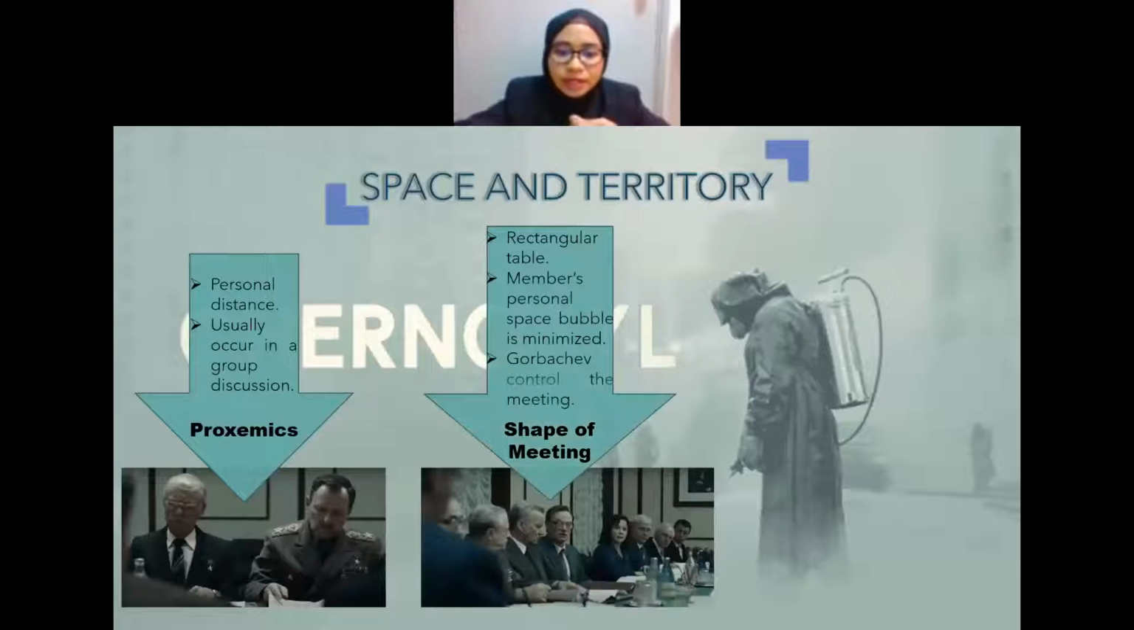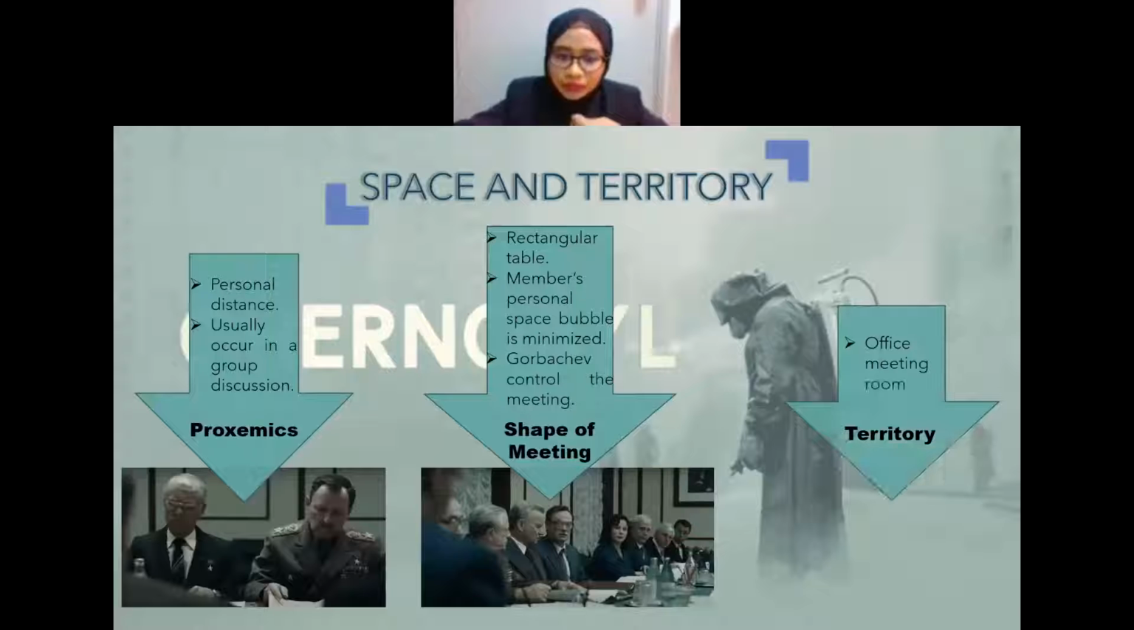Next is the shape of the meeting. From the members' seating arrangement in the picture below, it shows that the shape of the meeting in this scene is a rectangular table where the flow of the meeting is being controlled by the leader. Here we can see that the members' personal space is being minimized, and Gorbachev, as the leader of the meeting, controls the meeting by asking the members to brief the problem they are facing.